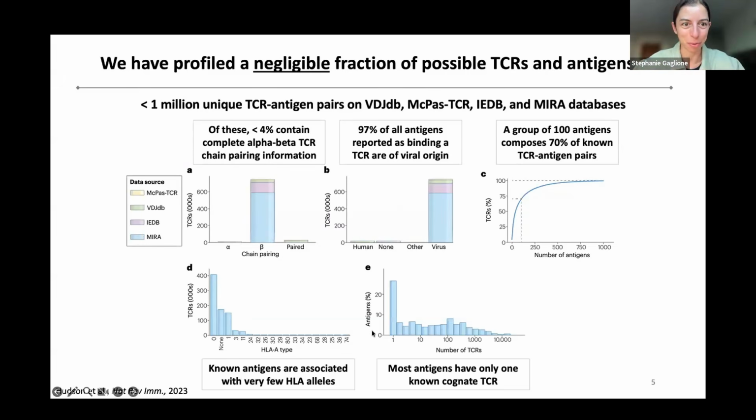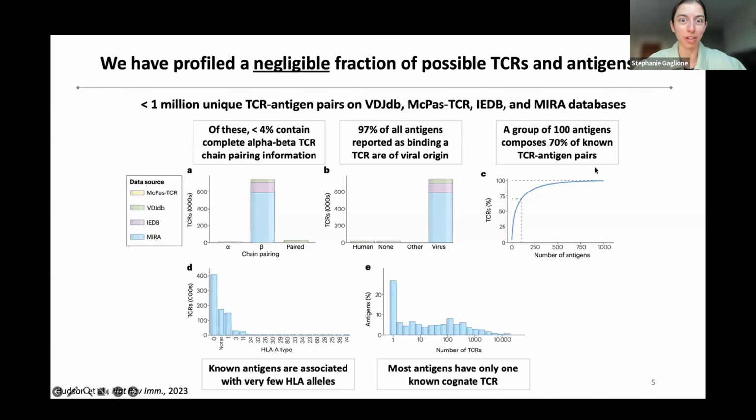And I think this is a phenomenal review that some people in the audience here contributed to, that really made an impression on me as a graduate student. There are relatively few available TCR-antigen pair data points in the literature. The vast majority don't have both TCR chains, most are of viral origin, and 70% of known TCR-antigen pairs are for a group of about 100 antigens. This is true if you go into VDJdb or IEDB or any database. You don't find a large diversity of TCR-antigen pairs for many HLA alleles with many potential options.